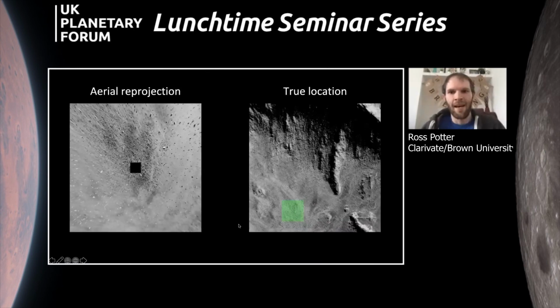Okay, so again, the green box is showing where the true area is of this area reprojection. And the blue boxes that are coming up in the next few slides will show the algorithm's best guess as to where this location is. So that's our first location guess, our second, our third, our fourth is a bit further out, and our fifth.